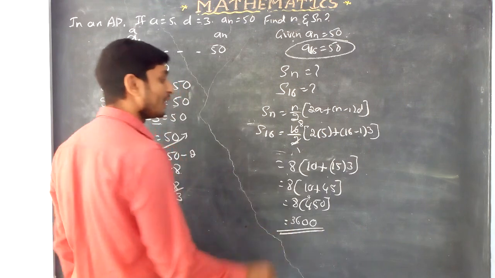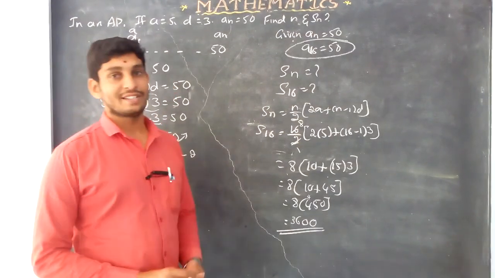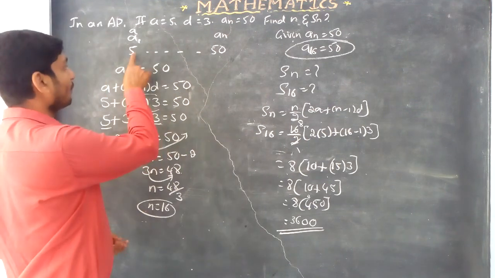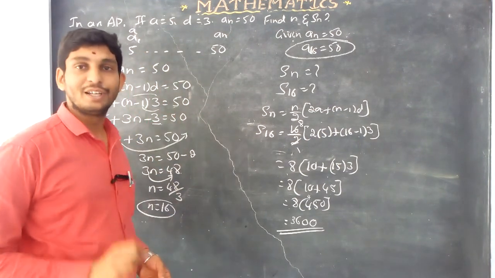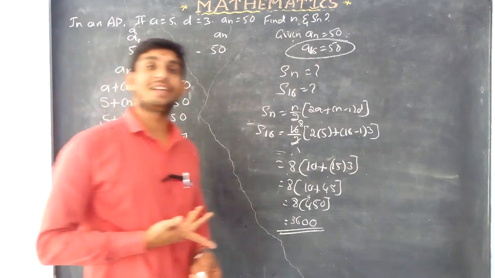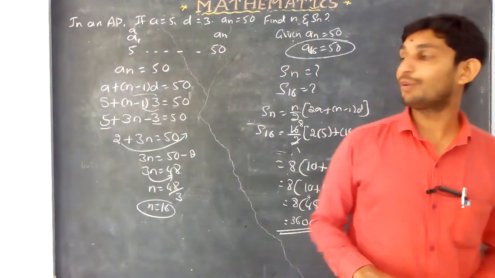How much is the sum? 3600 is the sum. ಹಾಗಾದ್ರೆ ಮೊದಲ 16 ಟರ್ಮ್ಗಳ ಸಮ್ ಎಷ್ಟು ಬರ್ತಾ ಇದೆ, that means 5 plus 8 plus up to 50 ಆಡ್ ಮಾಡಿದ್ರೆ ಎಷ್ಟು ಬರುತ್ತೆ, ಆನ್ಸರ್ ನಮಗೆ 3600 ಬರುತ್ತೆ. ಓಕೆ, you will get completely 3 marks. ಓಕೆ, ಹೀಗೆ ಸಾಲ್ವ್ ಮಾಡಬೇಕು ಅಂತಿಲ್ಲ.